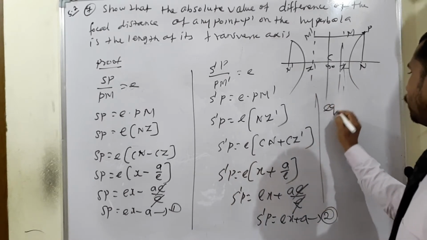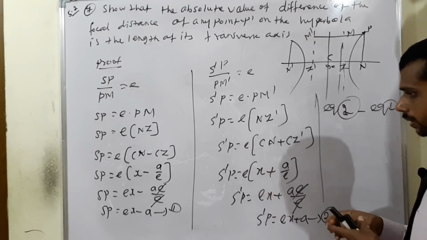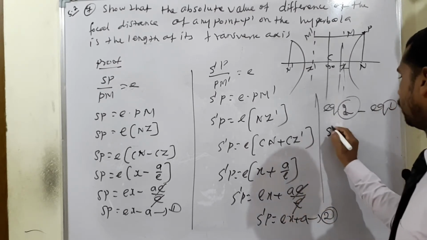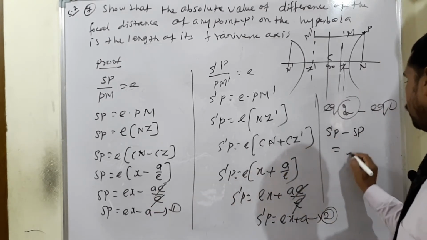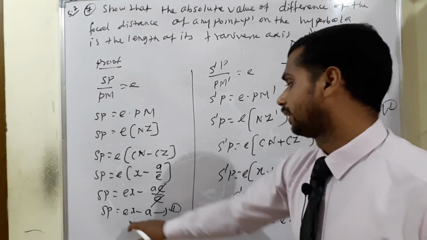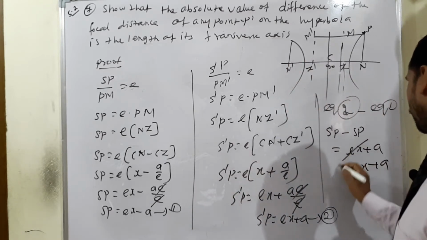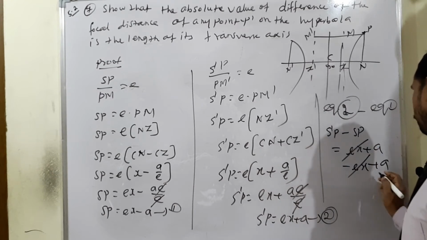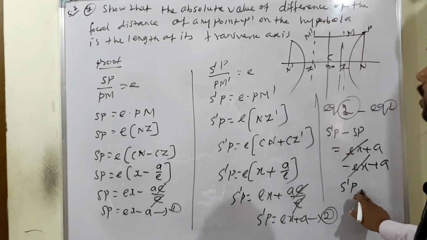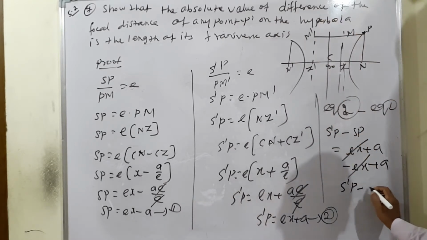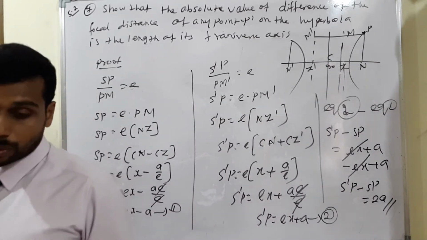So, equation 2 minus equation 1. What will happen? Equation 2 minus equation 1 means S dash P minus SP, isn't it? So, S dash P minus SP is equal to Ex plus A minus Ex plus A. Ex minus Ex cancels, plus A plus A gives the final answer: 2A. The condition is that the difference of the focal distances of hyperbola point P, S dash P minus SP, is equal to 2A. This is the answer. So, listen, this is one of the important 3-mark questions.